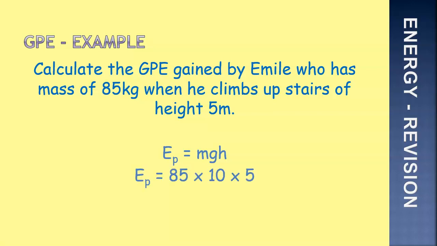The mass is 85, we get that from the question. Gravitational field strength is always 10. If it's happening on the Earth, the value of g is always 10. Make a note of that. Make sure you know that for the exam. And the height is 5. So when we multiply those together, we get an answer of 4,250 joules. So get all the information from the question, place it into your equation, calculate that through.